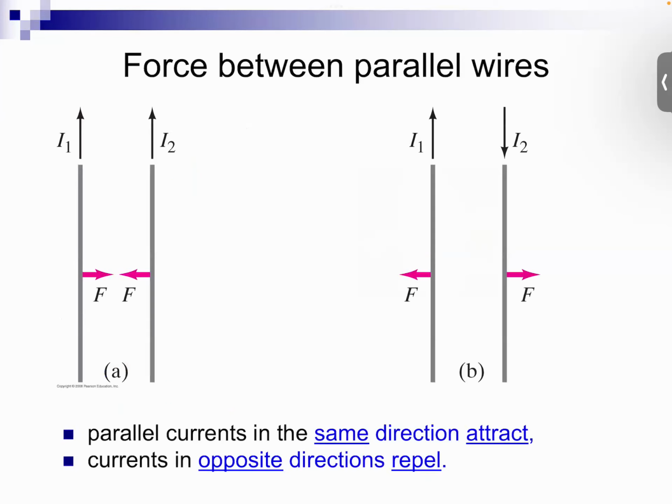In other words, two or more current-carrying wires will exert a force on each other. And in general, if the currents in the wires are flowing in the same direction, as shown in figure A, the forces are attractive. Meaning two wires that carry currents flowing in the same direction will attract each other. Whereas two wires that are carrying currents in opposite directions will repel each other.